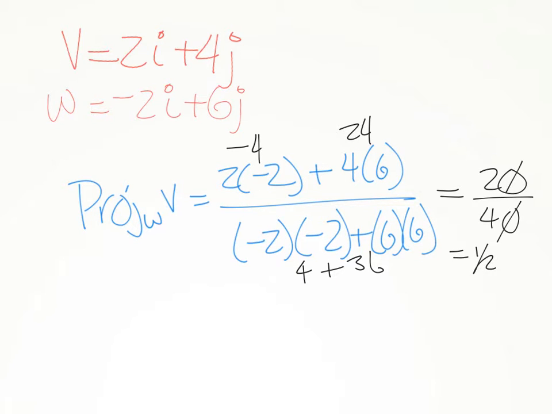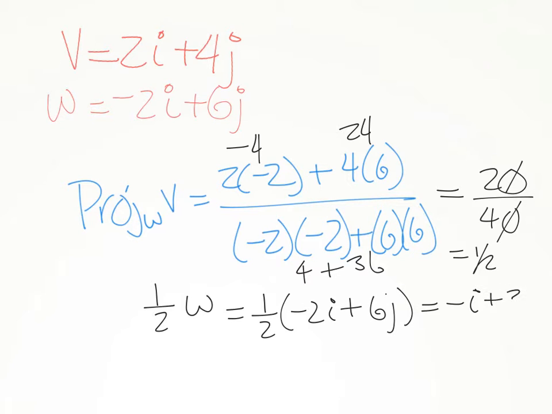Then I'm going to take that scalar, and our formula says to multiply it by vector W. So we're going to take a half of negative 2i plus 6j, which is equal to negative i plus 3j. So this is equal to component 1, or the projection of V onto W.